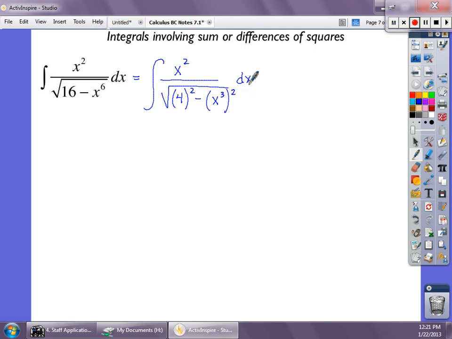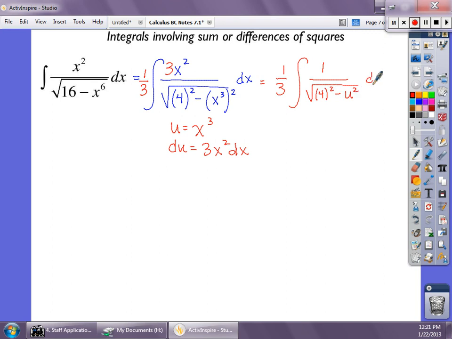Now when you're integrating and you're going to be getting any kind of arc trig function, if this is anything other than x squared, you're going to want to do a little u substitution. So we'll let u equal x to the 3rd power. Du then is 3x squared dx. And I like this very much because I have an x squared dx in the numerator. Just need my 3, multiply by a 3rd. And so this ends up becoming a 3rd, the integral of 1 over the square root of 4 squared minus u squared du. Now we're ready to integrate.